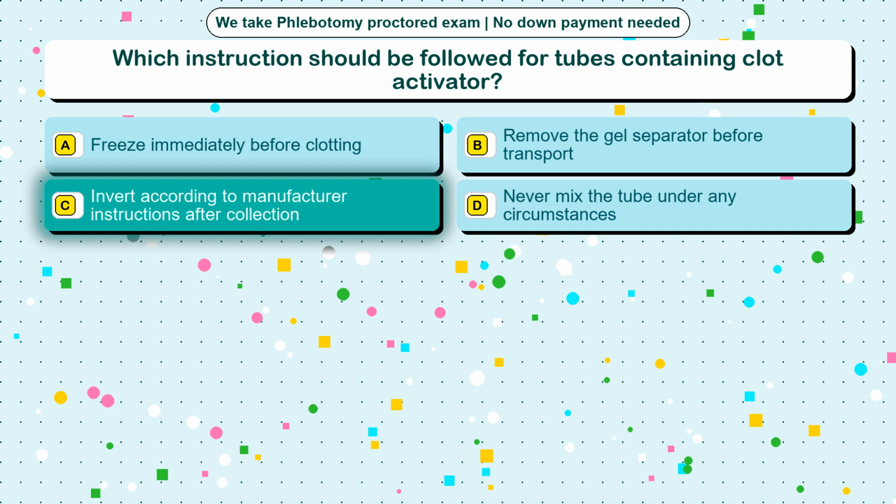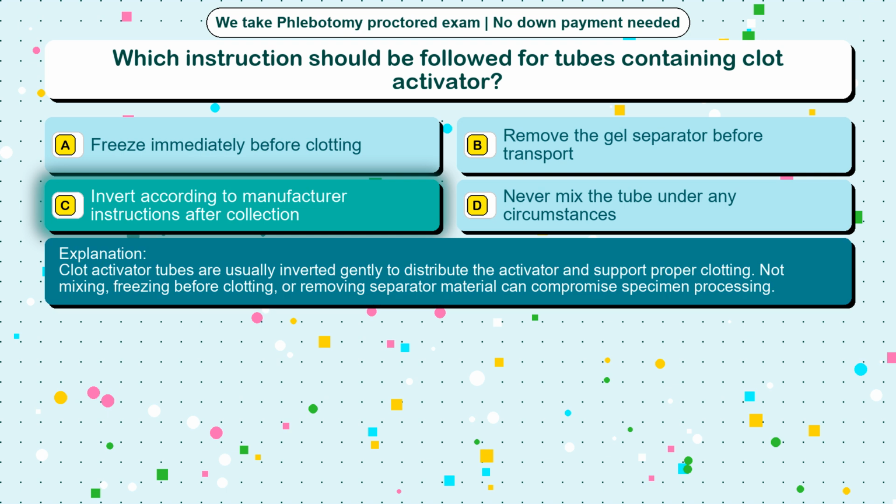The correct answer is option C, invert according to manufacturer instructions after collection. Clot activator tubes are usually inverted gently to distribute the activator and support proper clotting. Not mixing, freezing before clotting, or removing separator material can compromise specimen processing.